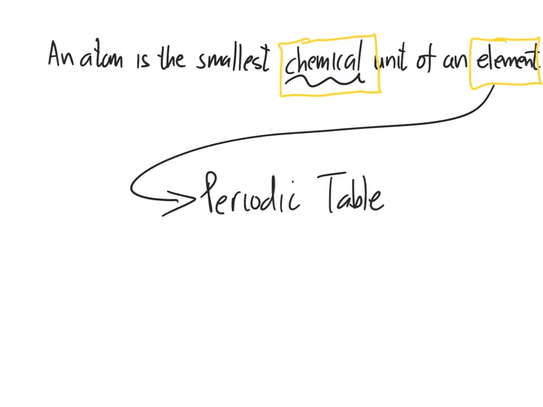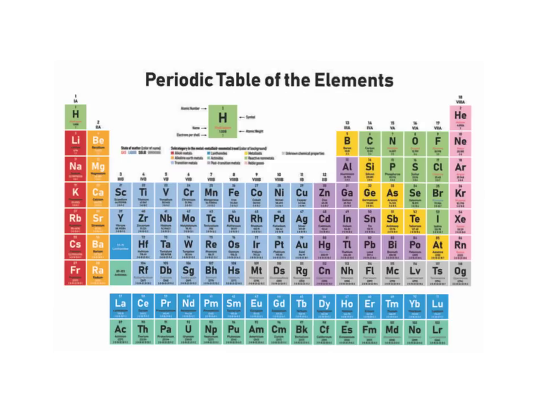So all the elements that are known to man occur on something called the periodic table. So here's an example of the periodic table of elements. Now, elements are substances that only have one type of particle. We're going to learn more about this when we explore the concept of the term element.